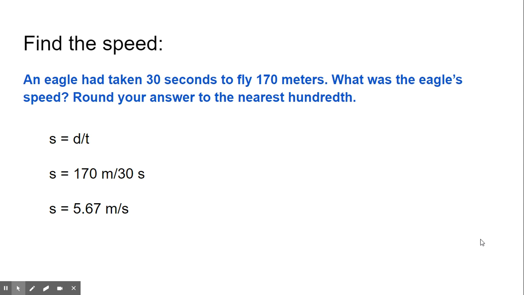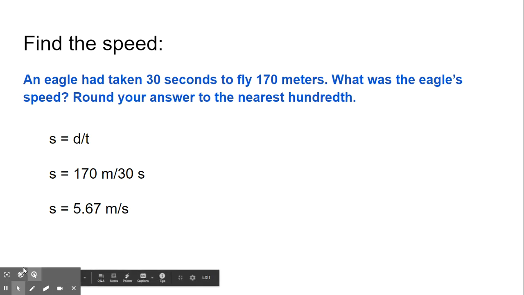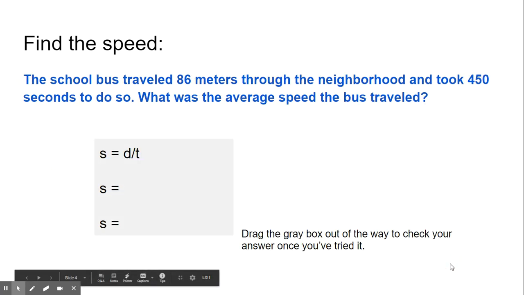So in this case, we know that speed is distance divided by time. And we know that the distance was 170 meters and the time was 30 seconds. And so if we divide 170 meters by 30 seconds, we get 5.67 meters per second when it is rounded.